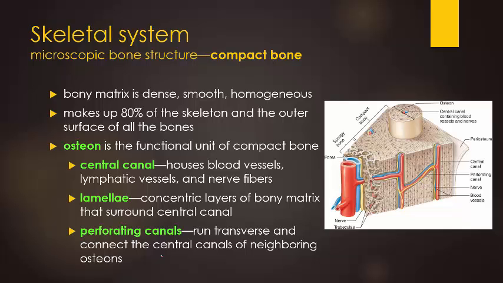The first one we're going to start with is compact bone. In compact bone, the bone matrix is very dense. So all of those calcium and phosphorus salts are packed closely, tightly together, and the bone surface is smooth. When you slice it, it is smooth and fairly homogeneous. About 80% of the skeleton is composed of compact bone, and all of the outer surfaces of any bone are covered in compact bone.